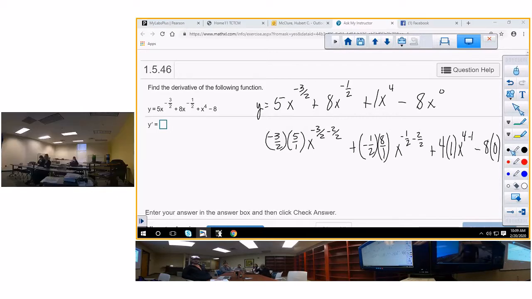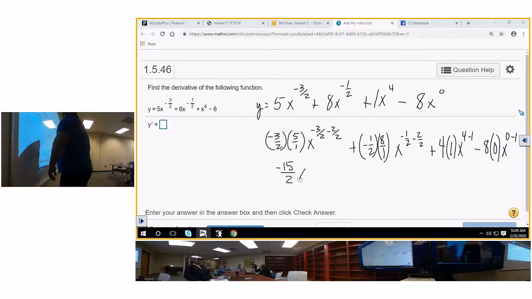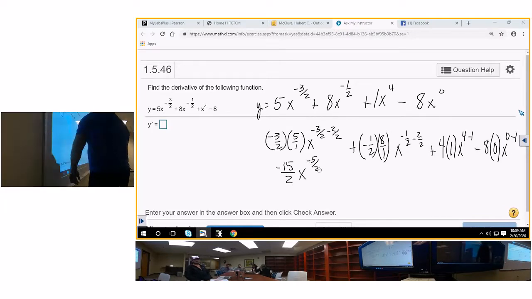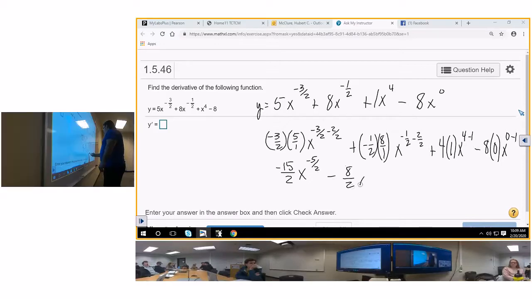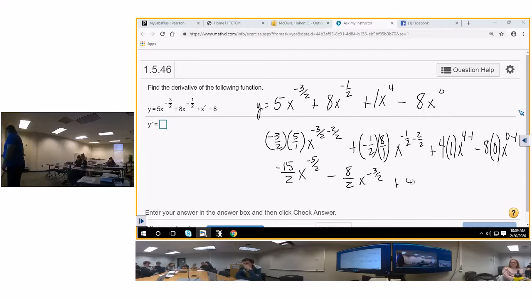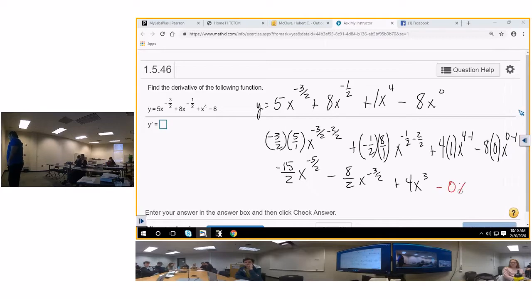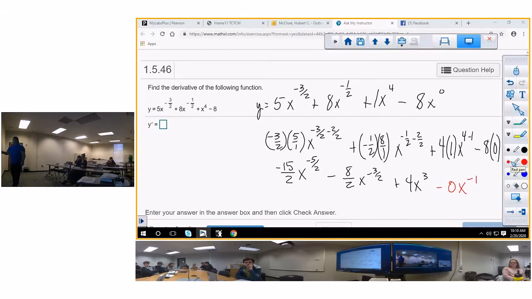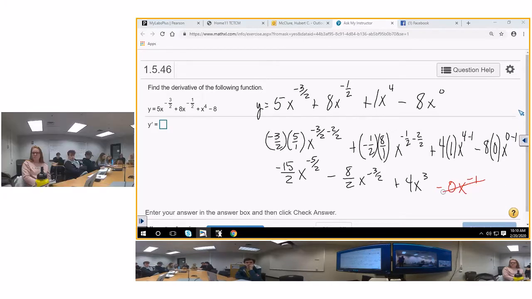Yeah, exactly. All right, so negative 3 times 5 is what? Negative 15 over 2, x to the negative 5 halves, plus, be minus 8 over 2, x to the negative 3 halves, plus 4, x to the third. And what happens, I'm going to write this in red, minus 0 times x to the negative 1. Because that goes what? It goes out. So now you just have to clean up the rest of it.